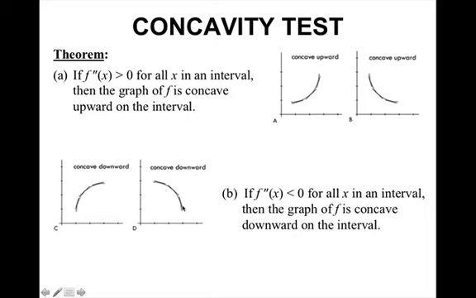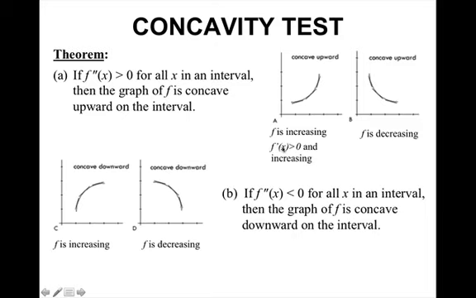And this also works with our little smiley face, because if you were to have plus and a smiley face, that is concave upward, the second derivative is positive. If you were to have minus and a frowny face, you have concave downward, and the second derivative is negative. So with this one, f is increasing and f is decreasing, but they're both concave upward. F is increasing, f is decreasing, but both concave downward.